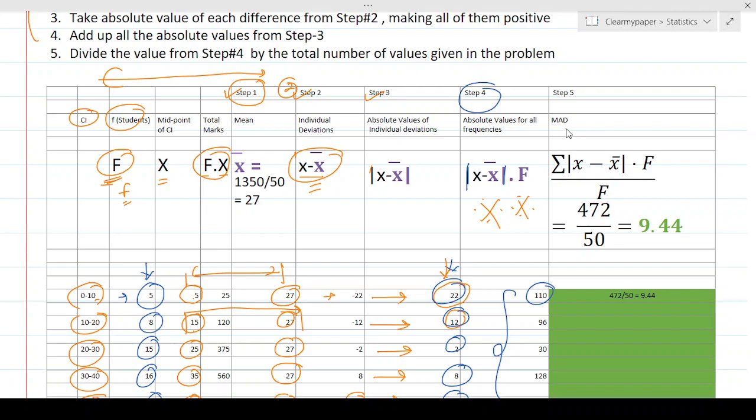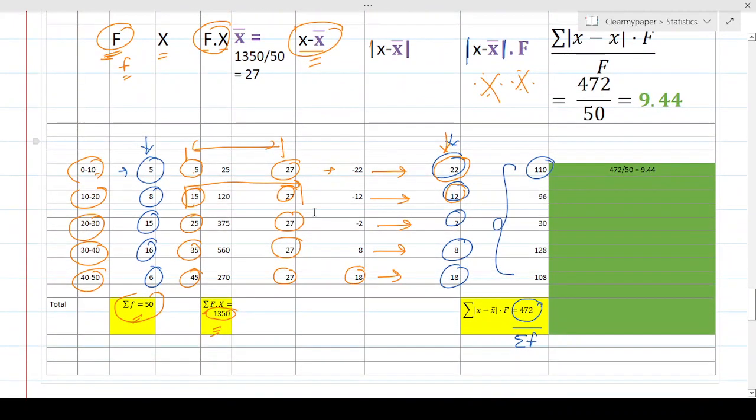The MAD is nothing but mean absolute deviation, or mean deviation about the mean, whatever you want to call it, there are a lot of different names. That's the final step where you take the numerator as this particular summation we got here, and divide it by 50, and the final answer is going to be 9.44. That's highlighted in green. This is the final answer, and that's how you secure your marks.